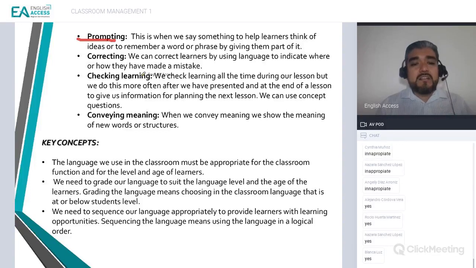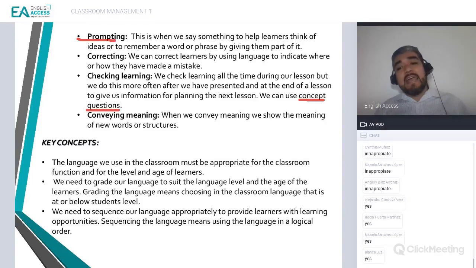Checking learning. We check learning all the time during our lesson, but we do this more often after we have presented and at the end of a lesson to give us information for planning the next lesson. We can use concept questions. For example, I want to check that my students understood the topic, and probably I am working with the simple past. So I ask my students, how many types of verbs do we have? That is a concept question.